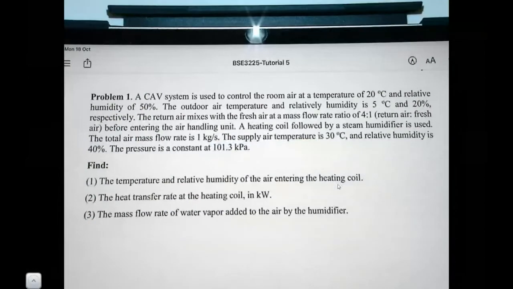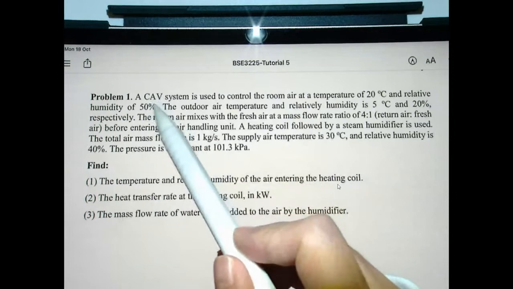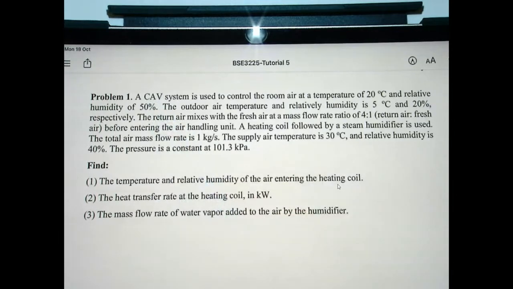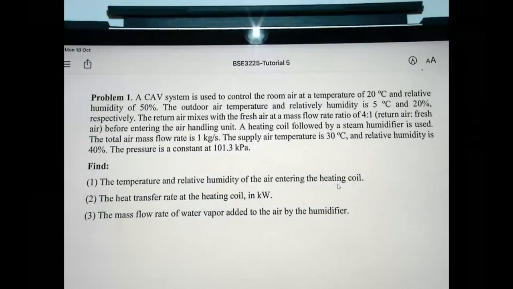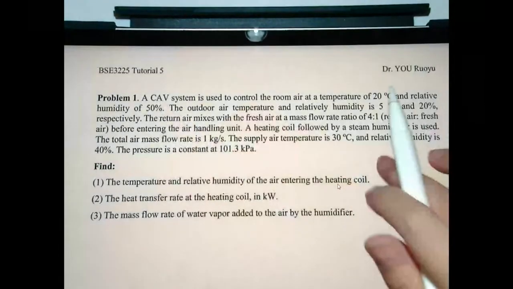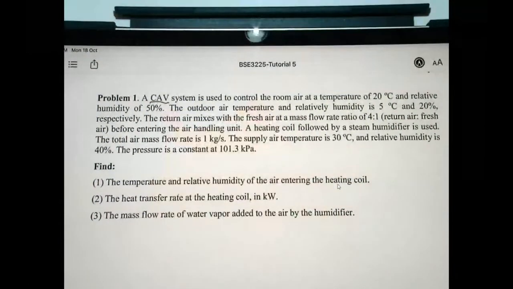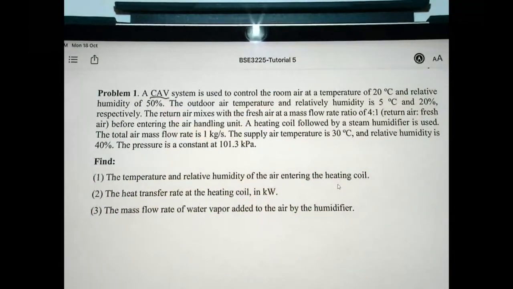Okay, so this problem is on lecture number 5, which is space air conditioning. You can see that in this problem, we have a CAV system. This is called a constant air volume system. In this system, the airflow rate of the HVAC system is constant.